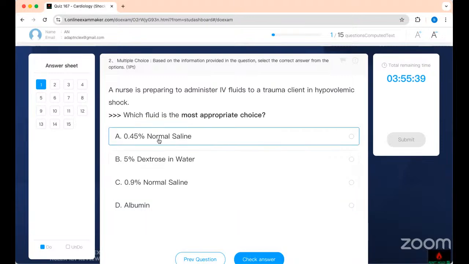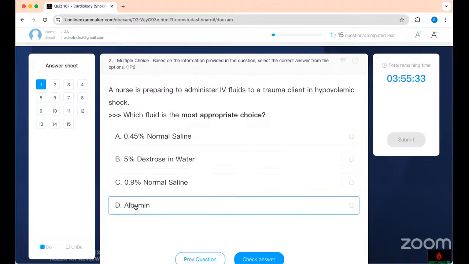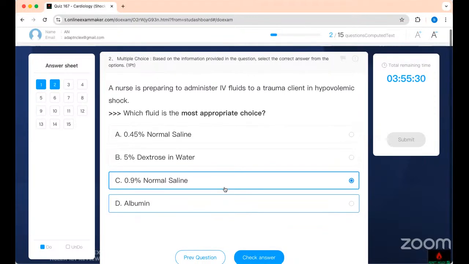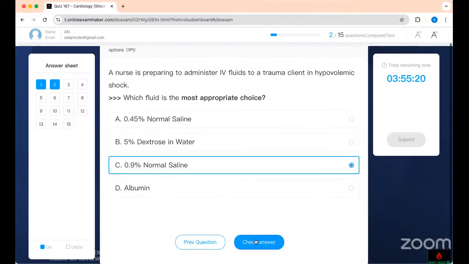Half normal saline is not enough to satisfy. It will leak out of the plasma. Free water is the worst. So the best thing is normal saline. You see, it's all content related, based on the information I provided you. Hypovolemic shock. So give them fluid that will stay in the intravascular system.